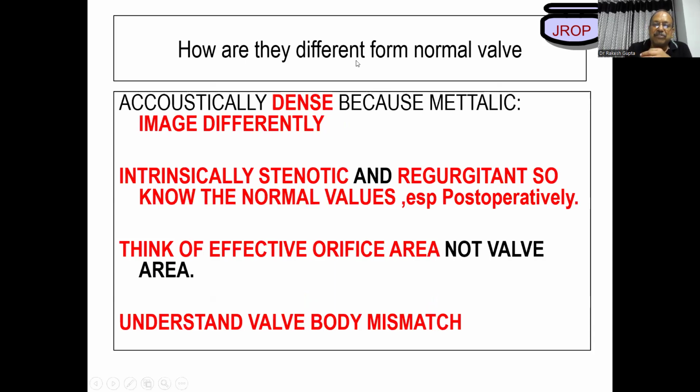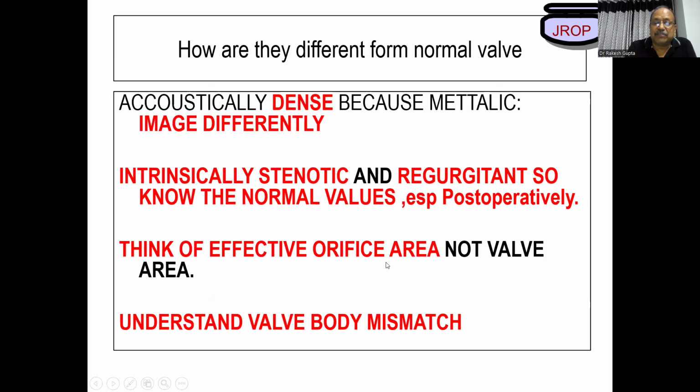So how are they different from normal valves? They are acoustically dense because they are metallic. So they image differently. They're intrinsically stenotic and regurgitant. So they know the normal values, what are they? And that is best obtained when we are doing the post-operative evaluation before discharge.